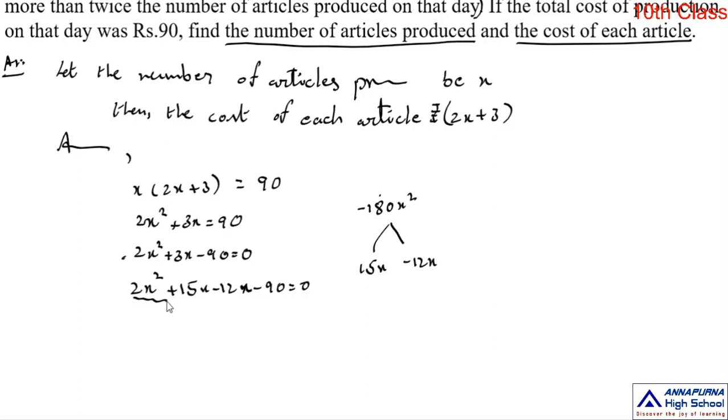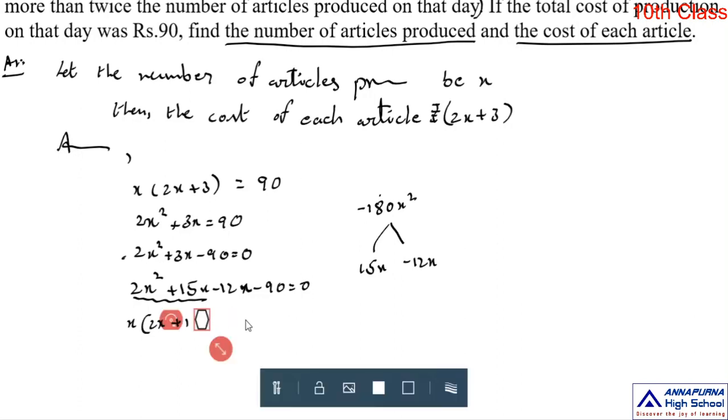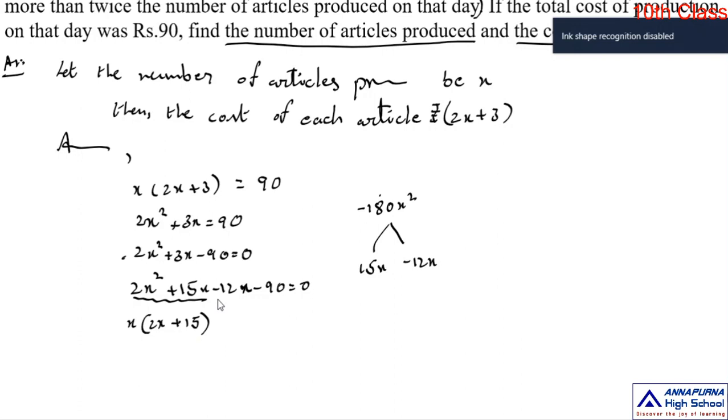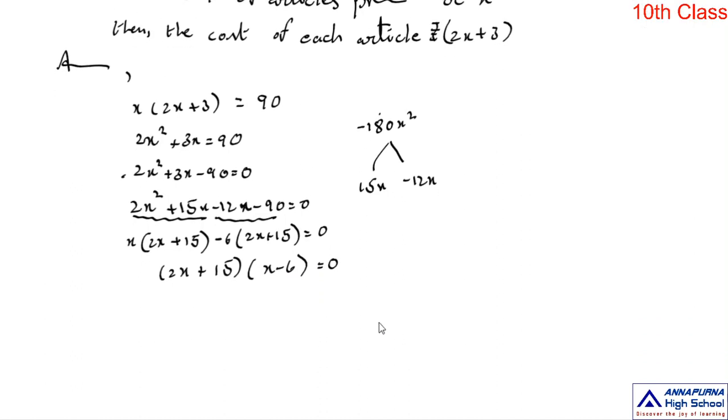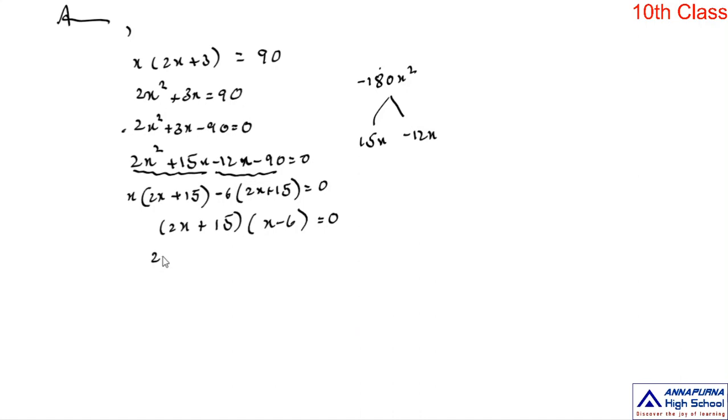From the first two terms, x is the common factor, so x into 2x plus 15, and from the last two terms, minus 6 is the common factor. So minus 6 into 2x plus 15 is equal to 0, and 2x plus 15 is a common factor, so 2x plus 15 into x minus 6 is equal to 0. That means 2x plus 15 is equal to 0 or x minus 6 is equal to 0.